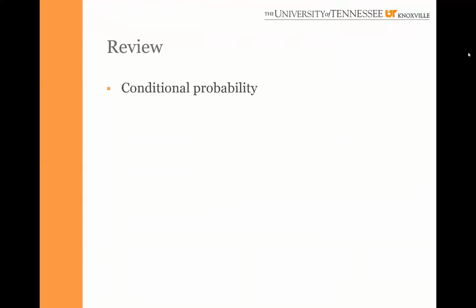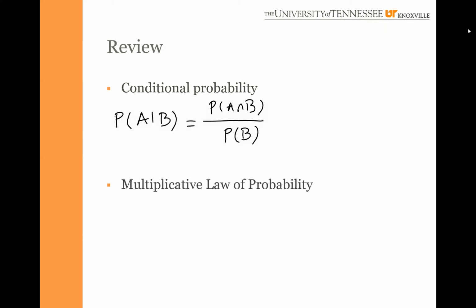Okay, so let us start with our review. Conditional probability. We have, for instance, two events, A and B. Then we are saying that B has already happened, and now what's the probability of A? What did we say was the equation for that? Okay, just shout out. Exactly. Perfect. Thank you. And then we also talked about the multiplicative law of probability, right?